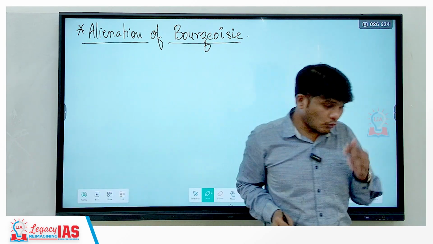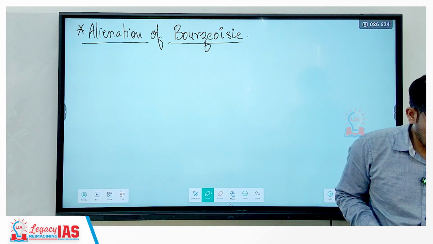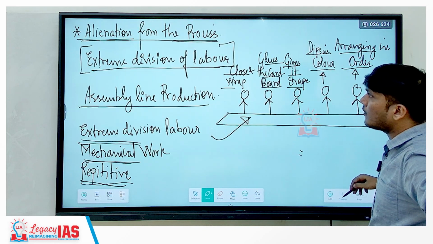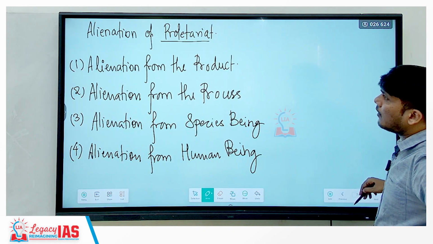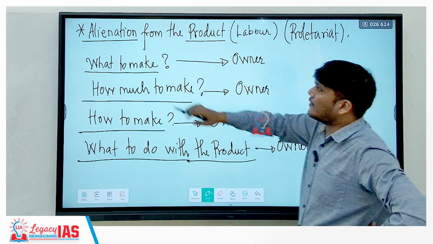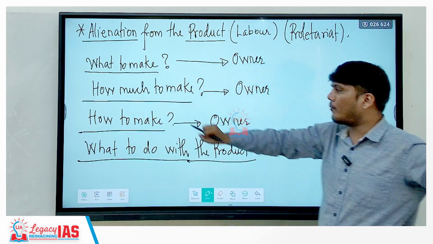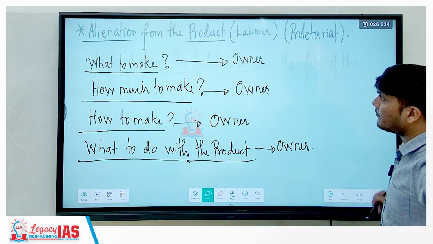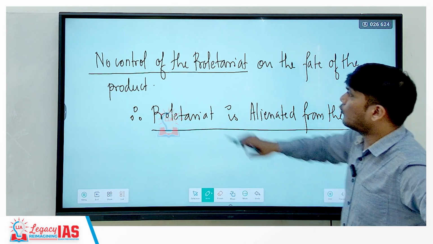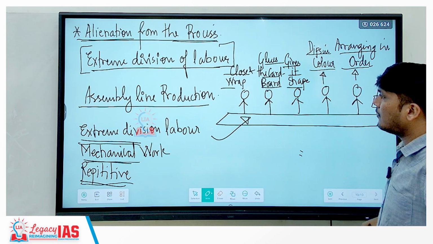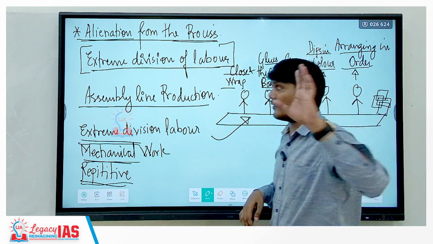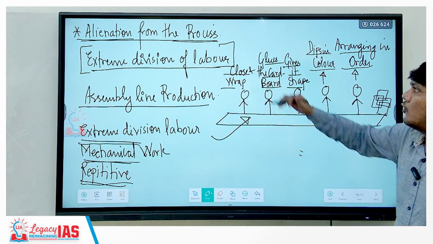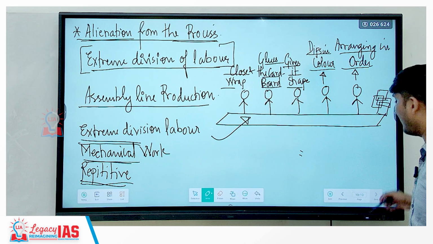Now, how will bourgeois get alienated? If you look at the slides we have gone through, the bourgeois are deciding what to make, how much to make, how to make, and what to do with the product. So the bourgeois has control over the product, and there would be no alienation with respect to the product. Now the bourgeois is not doing all this work. These are all proletariat. So no alienation with respect to the process also.